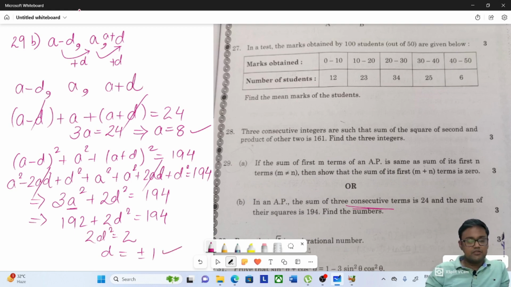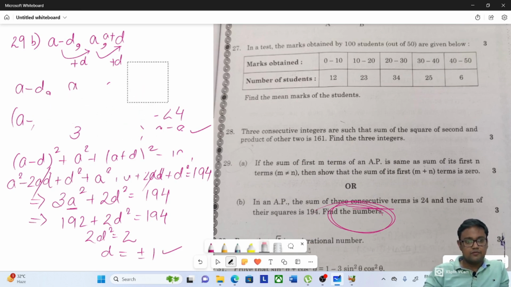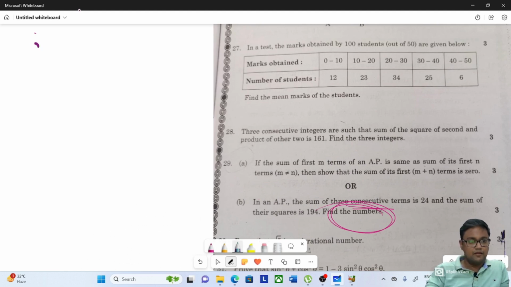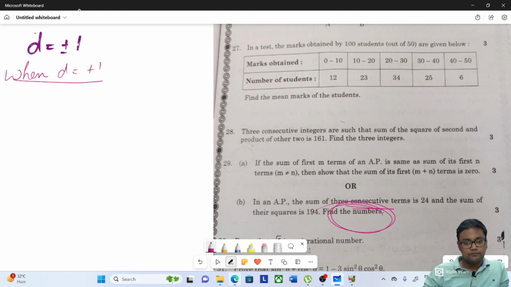So if d is plus minus 1, you are supposed to find the numbers, right? हमें numbers पता करने हैं. So let us wipe it out. D is plus minus 1, we can write d is plus minus 1. When d is plus 1, जब d plus 1 होगा तो क्या होगा?